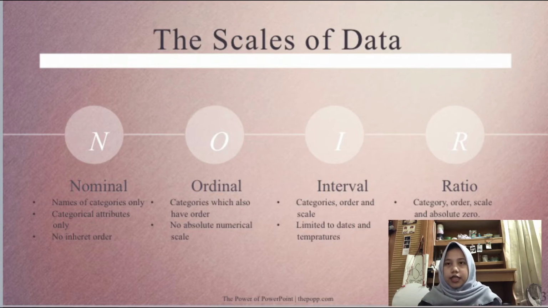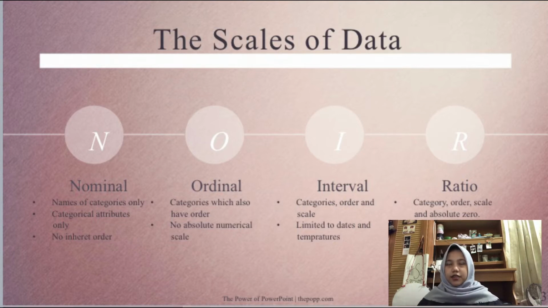Next is interval data. There are categories, order, and scale, and it is limited to dates and temperatures. In this scale, we are not only naming and giving order to the data, but also measuring the scale, making sure there are equal distances between two data points and knowing how far apart they are from one another. The example of this is data collected from a thermometer, and the number of miles you have driven your car is also an example of interval data.